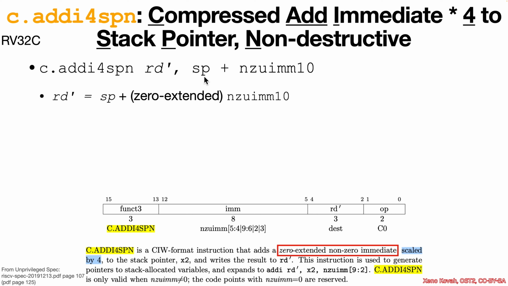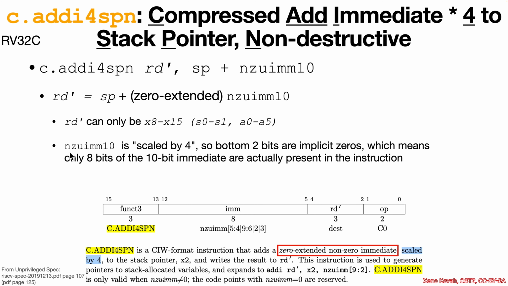And the key thing is this is not actually going to memory at stack pointer plus 10, so we're not dereferencing memory. There's no parentheses here to indicate that we're dereferencing memory. Just stack pointer plus immediate goes into the destination register. As I said, there's only 3 bits for RD prime, and they've chosen to say that the encoding of those 3 bits will encode X8 through X15, also known as S0, S1, A0 through A5. And then we saw that the non-zero, unsigned, or zero extended immediate 10 is scaled by 4, so the bottom 2 bits are implicit zeros, which means only 8 bits are actually used to encode this 10-bit immediate.